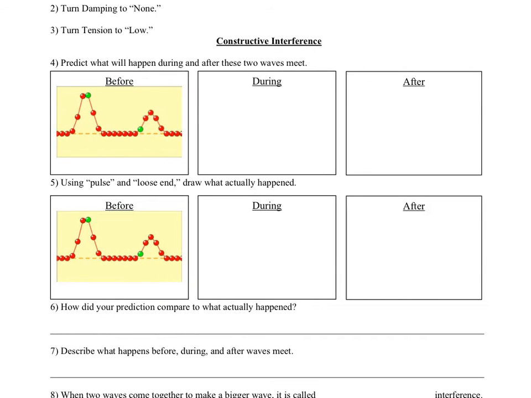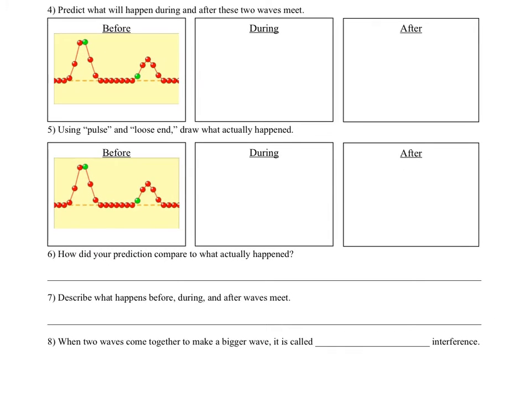And one really important takeaway here is thinking about what happens when waves come together and after they come together. For example, let's say this wave is going to the right, this little wave here is going to the left. When those two waves come together, they make one real big wave.